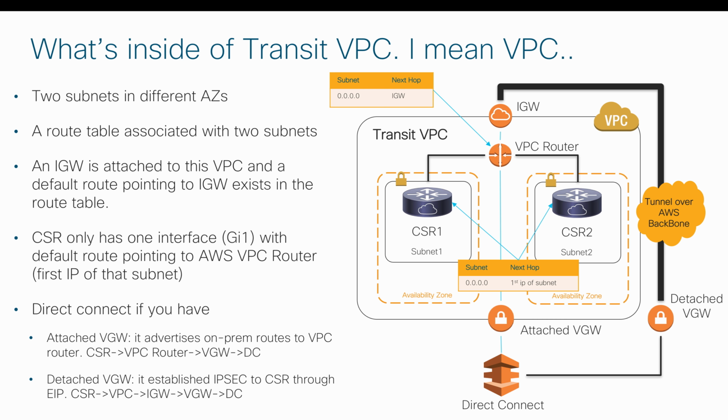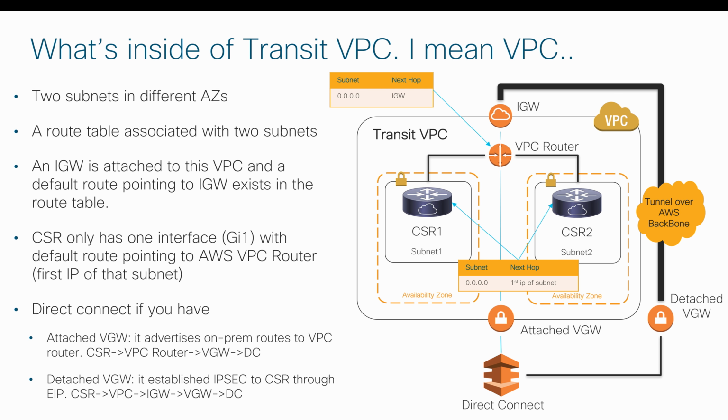Basically, there is one default route in that route table, which is pointing to the AWS Internet Gateway. So there's an Internet Gateway also created and attached to the Transit VPC, and in the route table, which is on the VPC router in the AWS infrastructure, a default route is pointing to the Internet Gateway. The reason to have an Internet Gateway and the default route is that the CSRs are using the elastic IP to build the VPN to the other VGW, which is a different spoke.